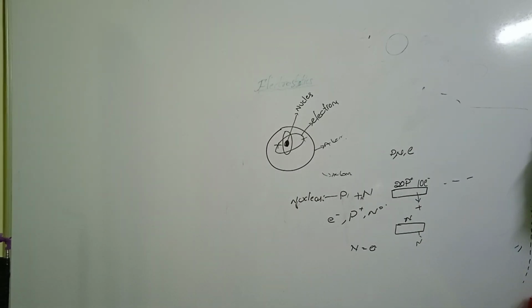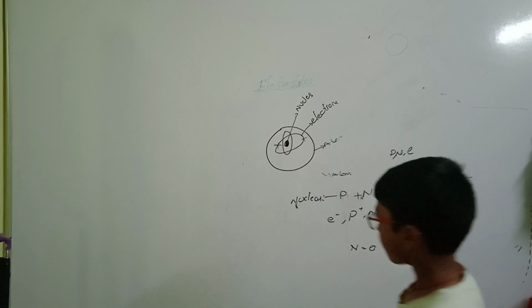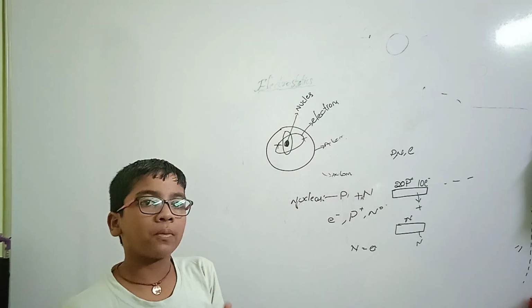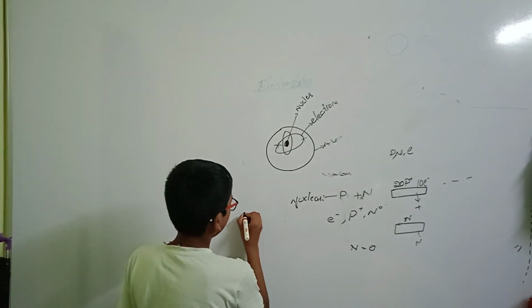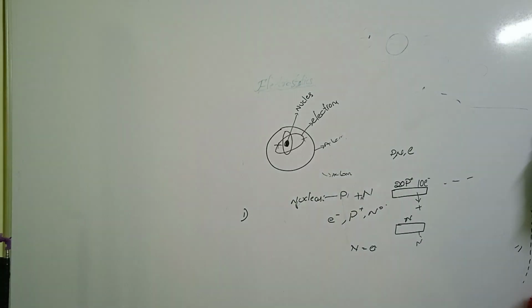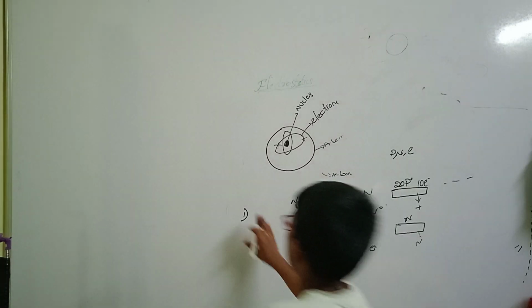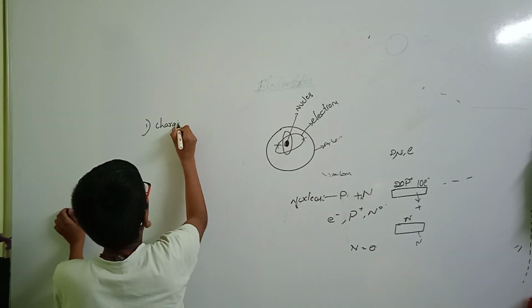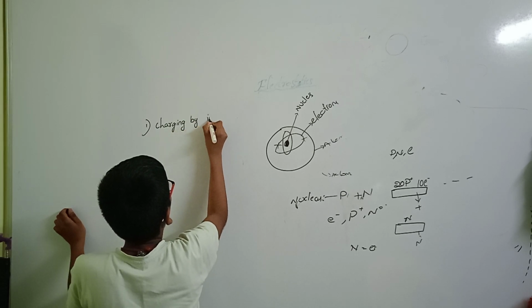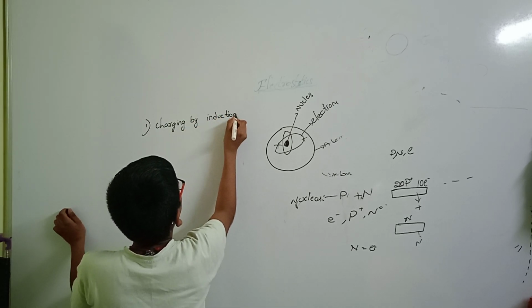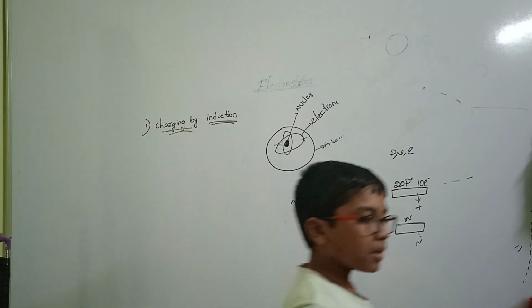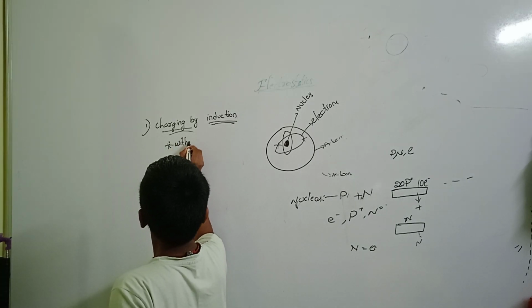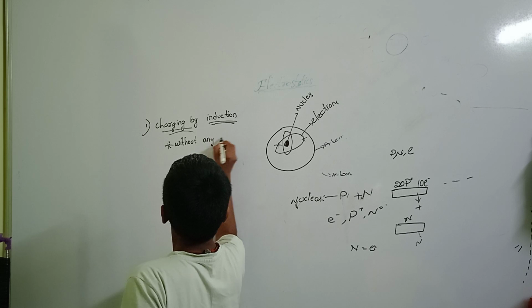Okay friends, next, this is the charges. And what are the modes of transmission of electricity? There are three types. One is charging by induction. Charging by induction means without any contact.